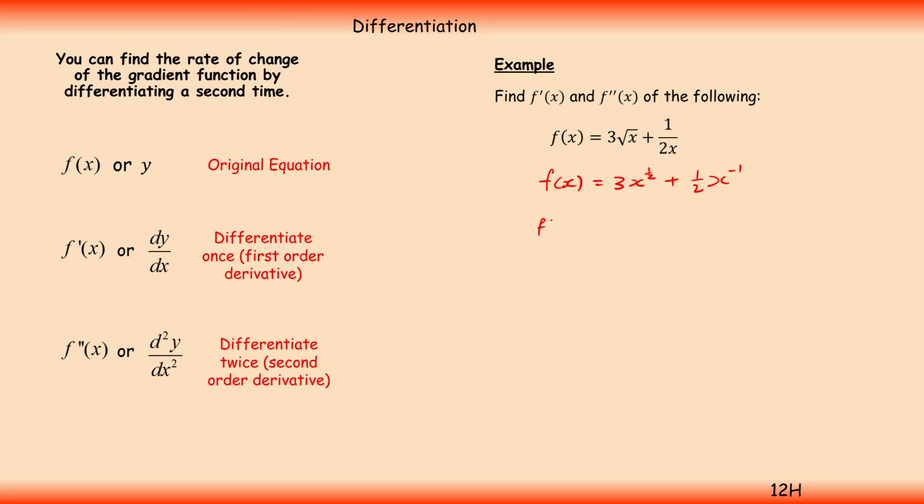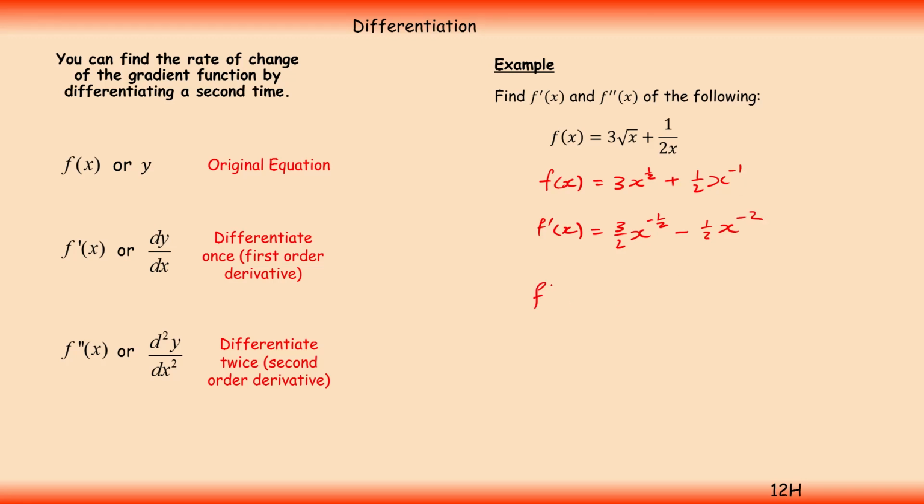Right, let's differentiate it in the first instance. That gives me multiply by a half, so that gives me 3 over 2, x to the power of, take 1 away from a half, minus a half. This is going to be negative because I'm multiplying by that minus 1. So minus 1 times a half gives me minus a half, x to the power of, taking 1 away makes it smaller, minus 2.